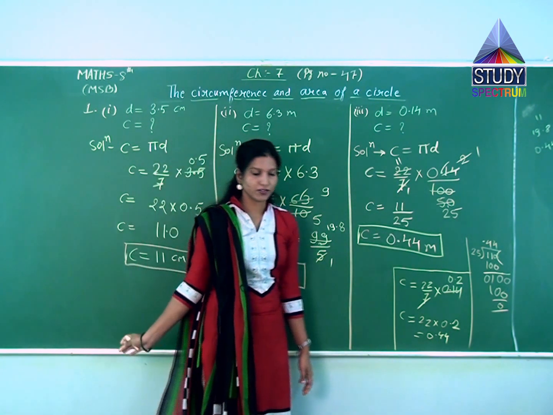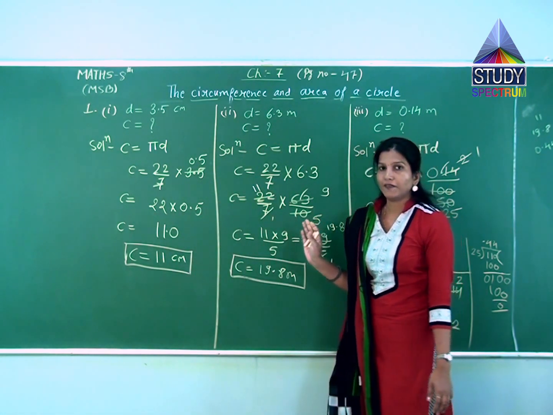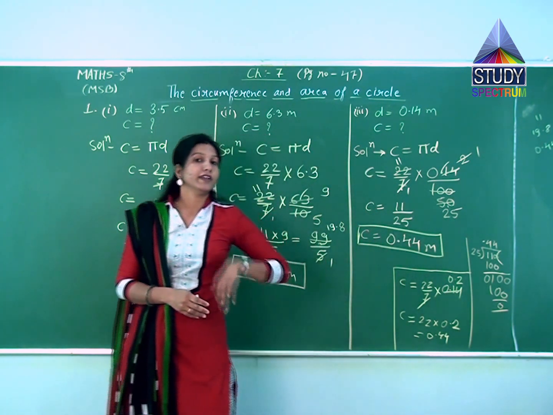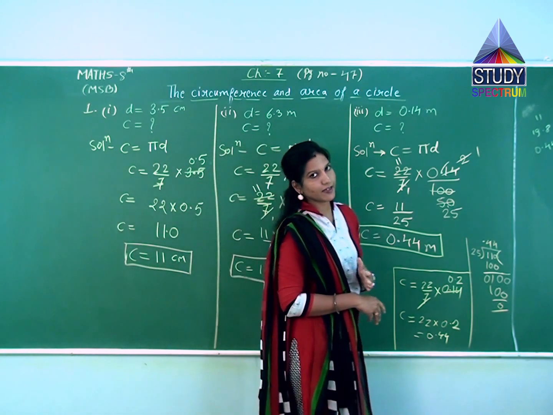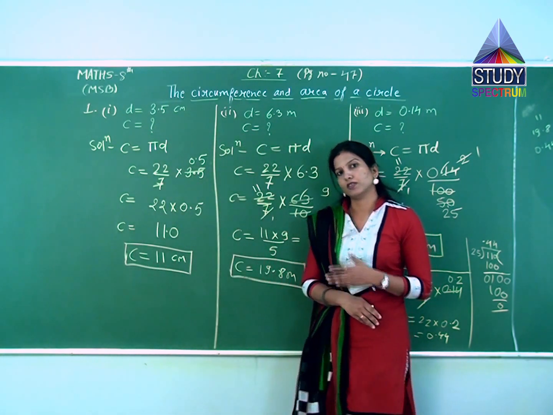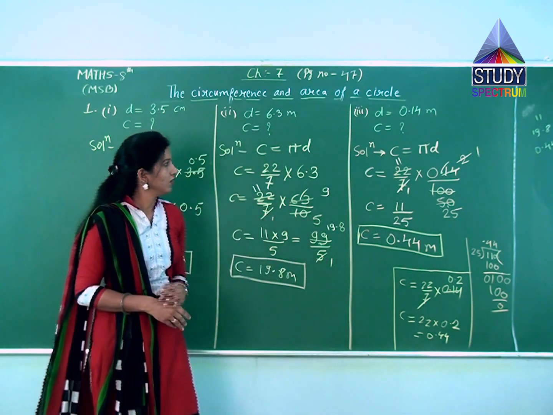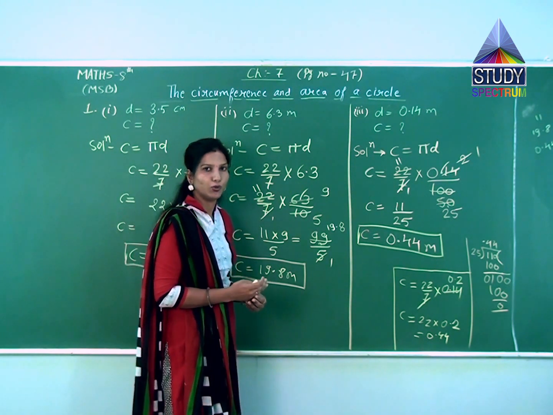So these were the questions in which the diameter was already given and we had to find out the circumference of the circle. Now in the next question, question number 2, we have the radius given, and in those questions we have to find the circumference of the circle. So let's move to the next question, that is question number 2.